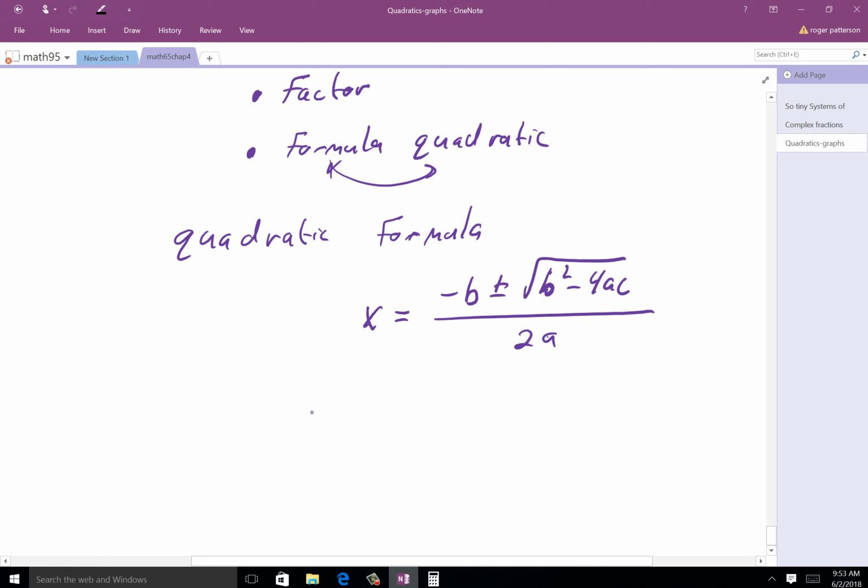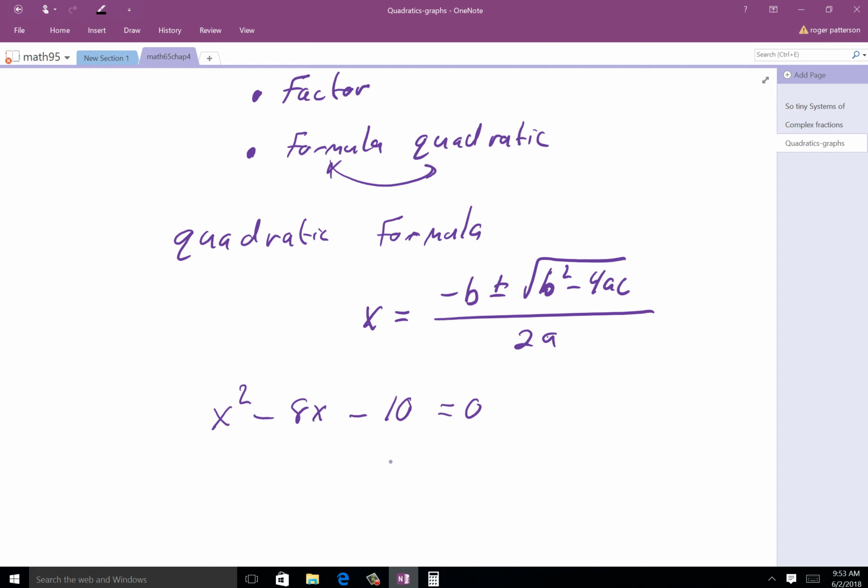Alright, so let's solve some. Let's solve this. We're going to go x squared minus 8x minus 10 equals 0. I've got to make sure I do this right. Let's see, 4 times... no. Yeah. Is that going to work? Yes. Okay.